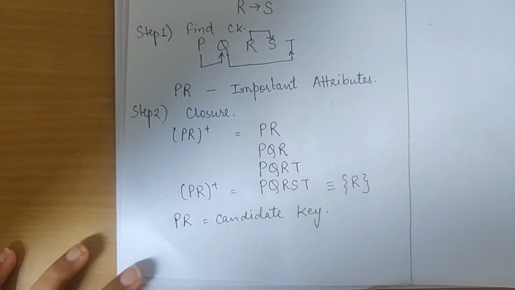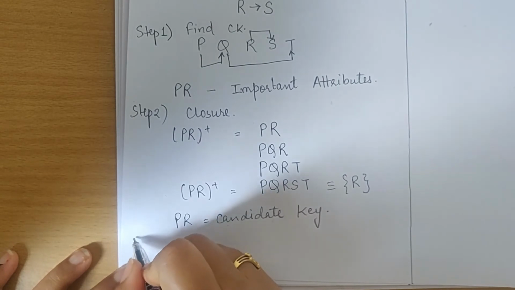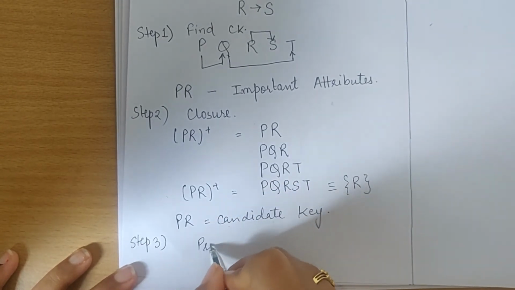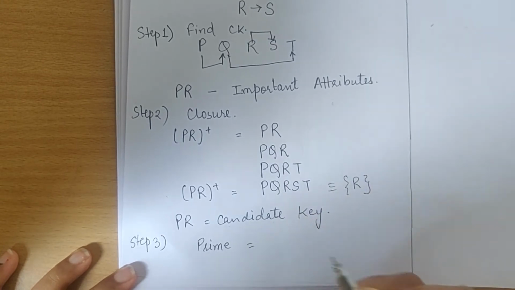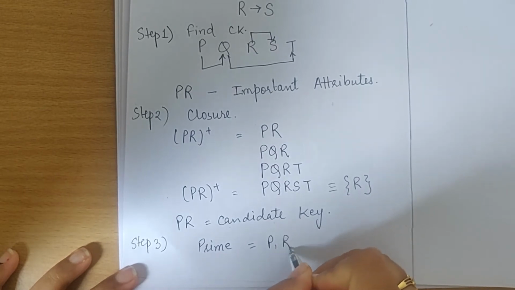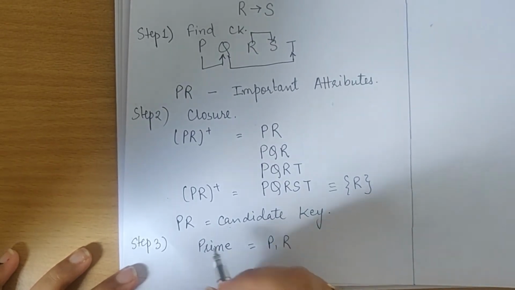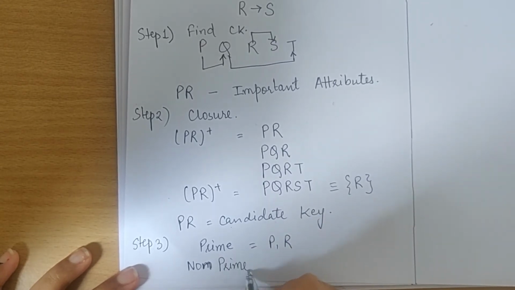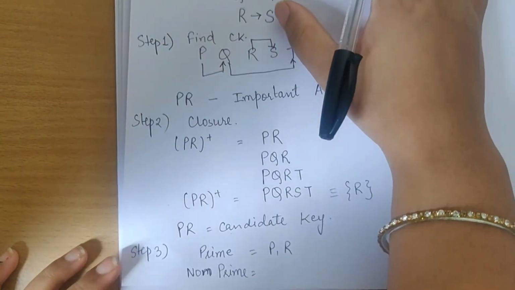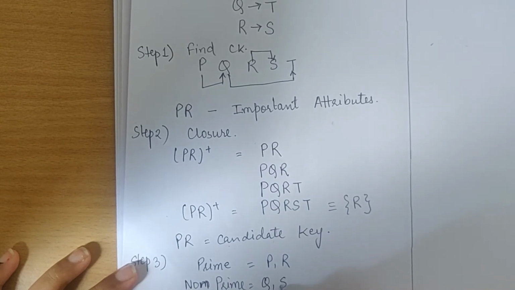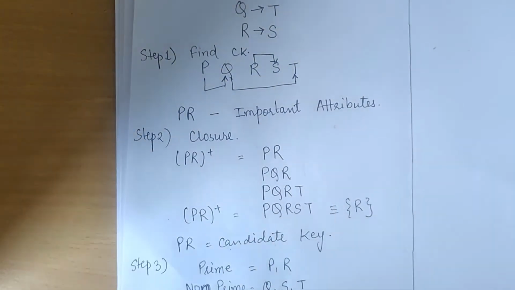Next, I have to find out the prime and non-prime attributes. So step number 3. Prime attributes are those which are part of the candidate key. So P and R are prime attributes. Non-prime attributes are those which are not part of the candidate key, so the remaining attributes. So Q, S and T are non-prime attributes.